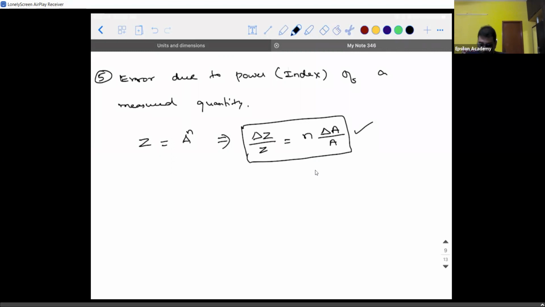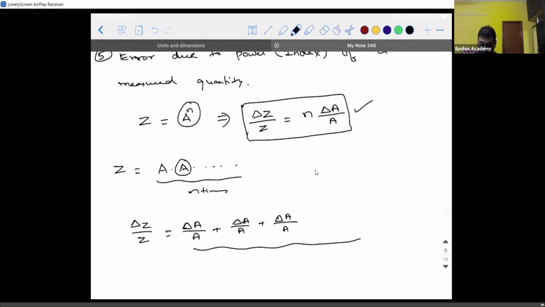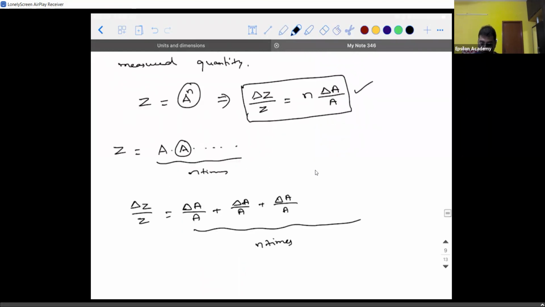Okay. You can ask me, how did we get this? It's very simple. Z is equal to A power n is nothing but A multiplied with itself n times. So when you had product of two numbers, what did you get for delta Z by Z? Was it not delta A by A plus delta A by A plus the third delta A by A? Like this, how many times will it get repeated? If you go n times, the sum of all these values is going to give you n into delta A by A. That is the reason.